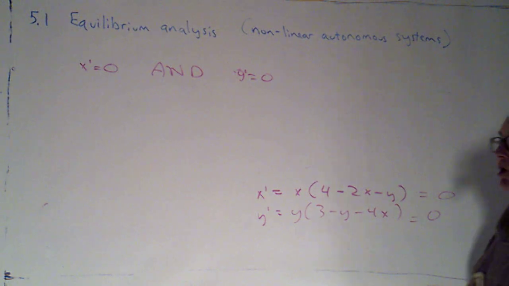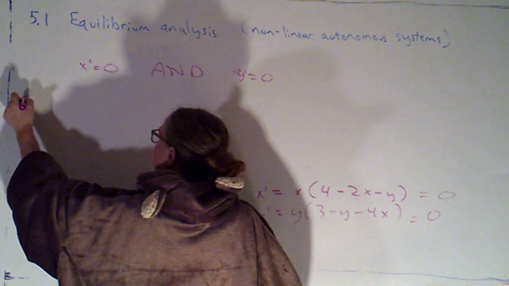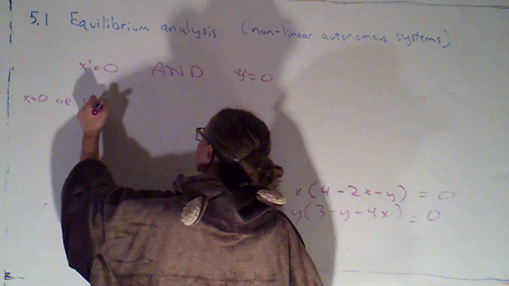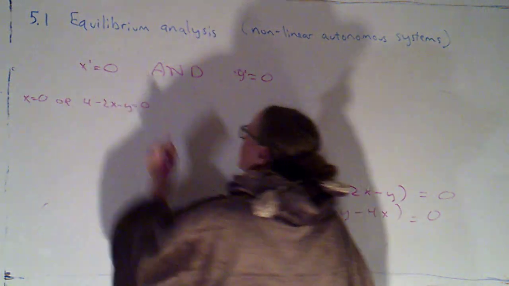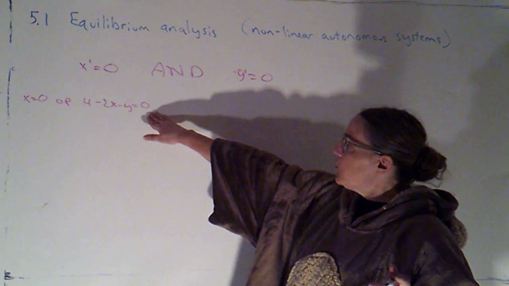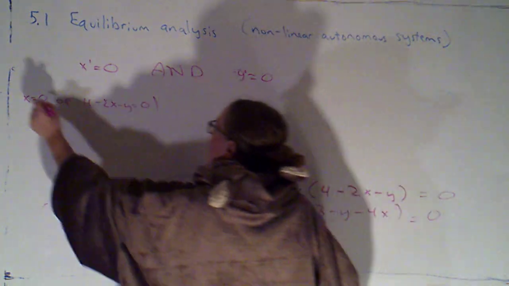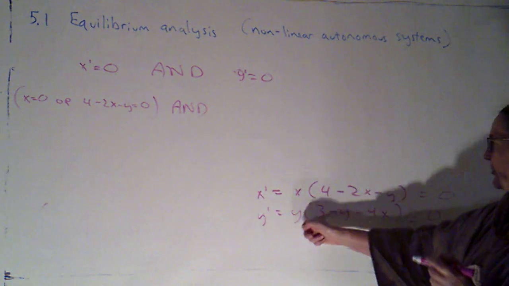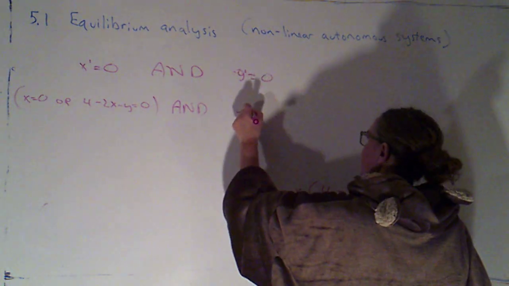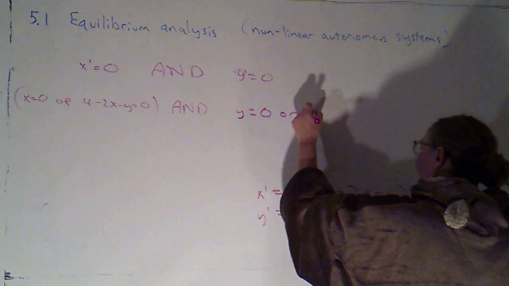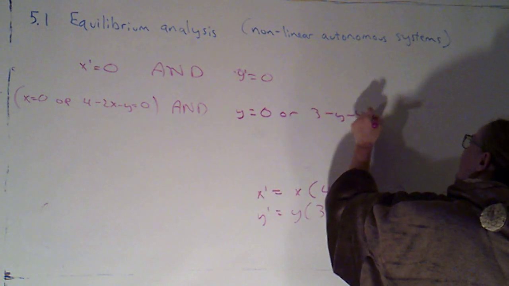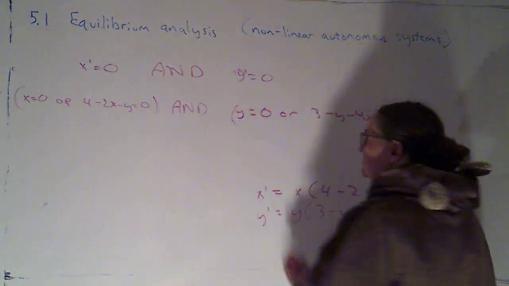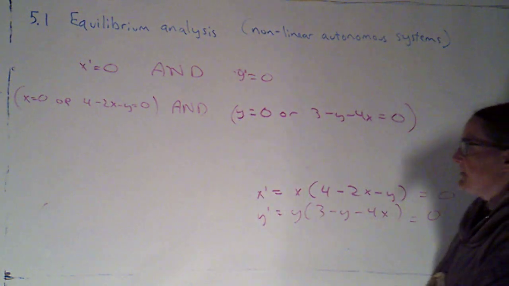X prime can be 0 one of two ways. X could be 0 or 4 minus 2x minus y could equal 0. So I need one of those things to be true, and there are two ways that y prime could be 0. So I need y to equal 0 or 3 minus y minus 4x to equal 0. So let's just start trying things.